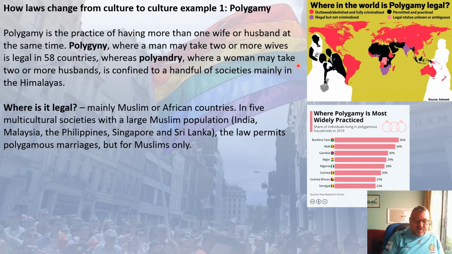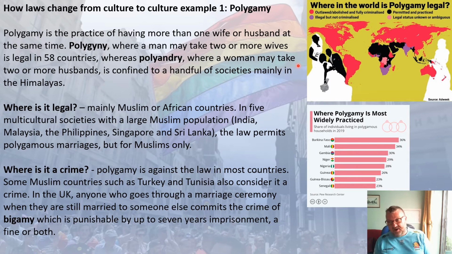Where is it legal? Well, it's mainly in Muslim or African countries, and in 5 multicultural societies with large Muslim populations. So I'm thinking of countries like India, Malaysia, Philippines, Singapore and Sri Lanka. The law permits polygamous marriages, but for Muslims only. And it's a crime in most countries. Even some Muslim countries like Turkey and Tunisia also consider it to be illegal.